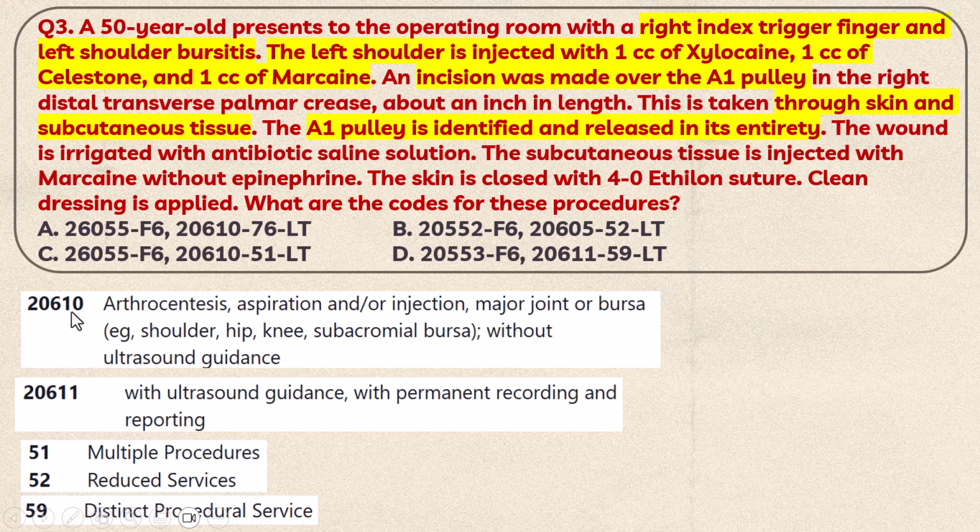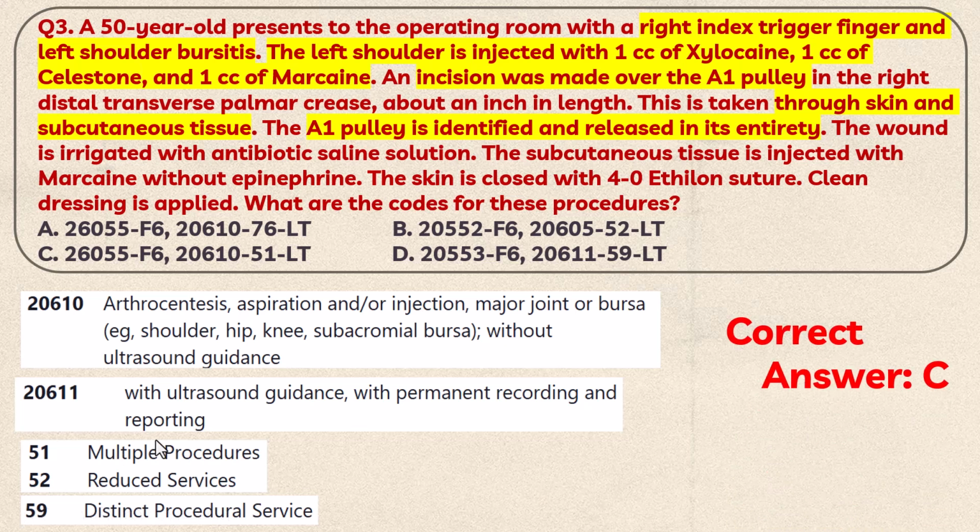Then you have to think about the modifier. In this case, there are two procedures done, one for the trigger finger, the other one for the left shoulder. So two procedures, different anatomical locations. So you have to use the modifier 51 for the multiple procedures. So the correct answer is answer C.